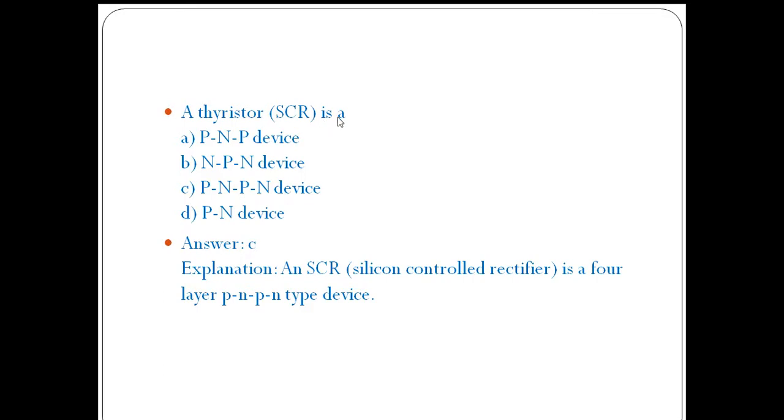The thyristor SCR is a PNP device, NPN device, PNPN device, or PN device. Actually, SCR is a four layer device. The layers are PNPN. Option C. An SCR is a four layer PNPN type device.